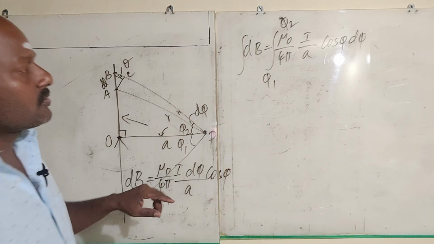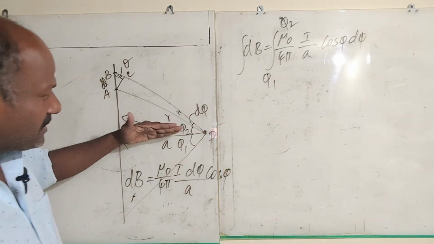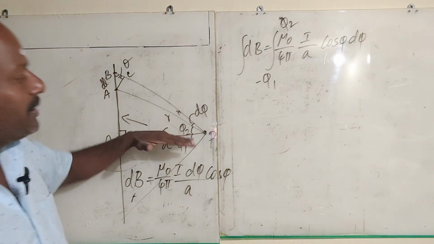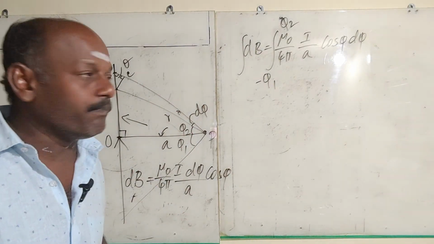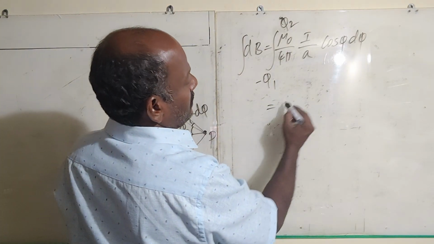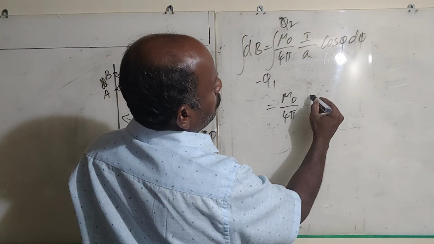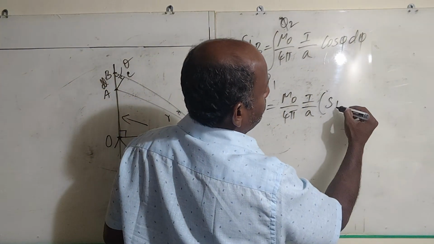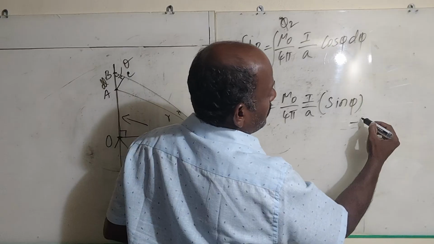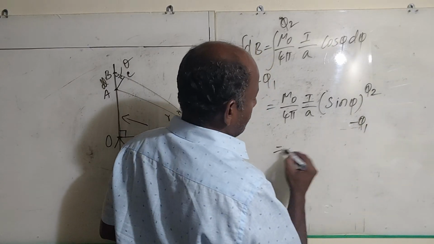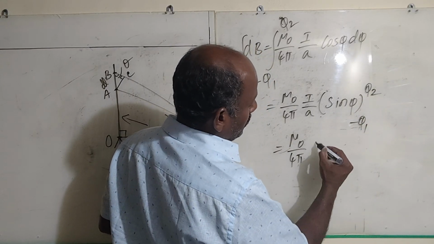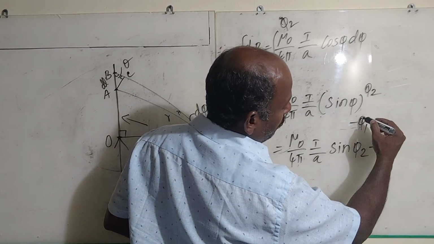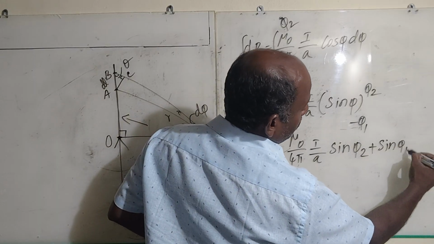In this case, the lower side will be considered as a minus sign, to indicate that the upper is positive and the lower is negative. When I integrate this, mu naught by 4 pi into I by A will be the constant. If I integrate cos phi, I will get sin phi up to the limit phi 1 to phi 2. That is mu naught by 4 pi into I divided by A into sin phi 2 minus of minus, plus sin phi 1.